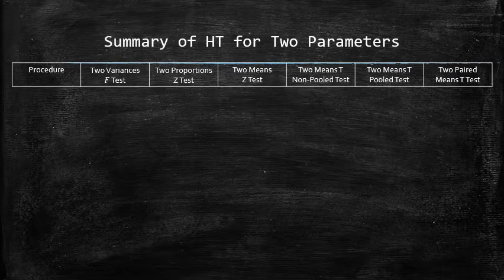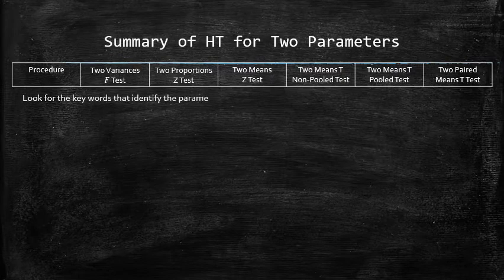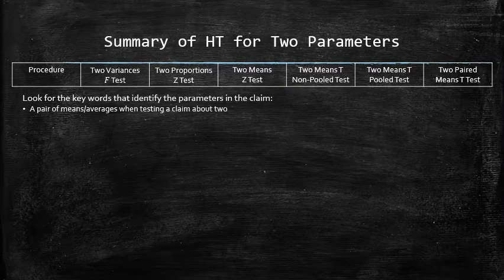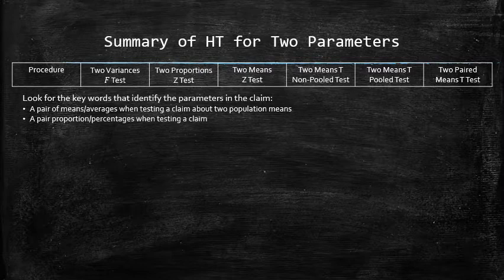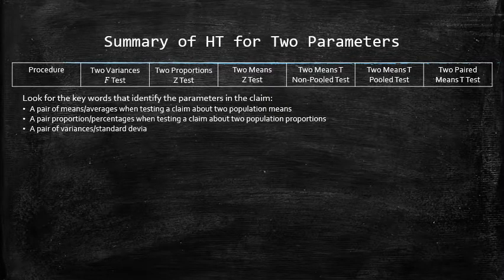First, we must determine the statistical claim that is being tested in 2 steps. Look for the keywords to identify the parameters in the claim: a pair of means or averages when testing a claim about 2 population means; a pair of proportions or percentages when testing a claim about 2 population proportions; or a pair of variances or standard deviations when testing a claim about 2 population variances.